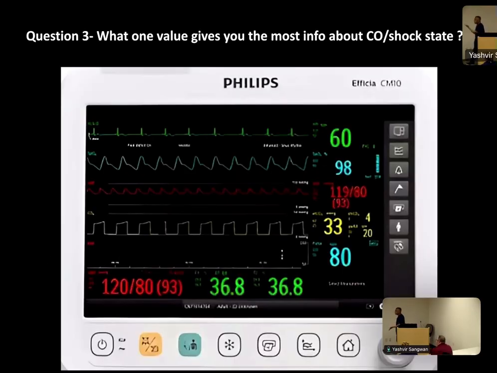Question number 3. You have a monitor. Give me one value that you are looking at which informs you the most, and you get just one, about a patient's cardiac output or shock state. End-tidal CO2. End-tidal CO2. Cardiac index. I don't know if cardiac index is on this monitor. And I don't know if end-tidal CO2 is present in all the monitors. But pulse pressure. The poor man's Swan-Ganz is pulse pressure, right?